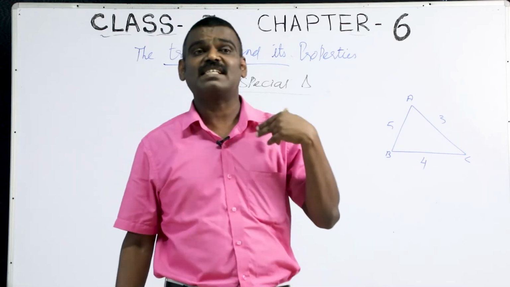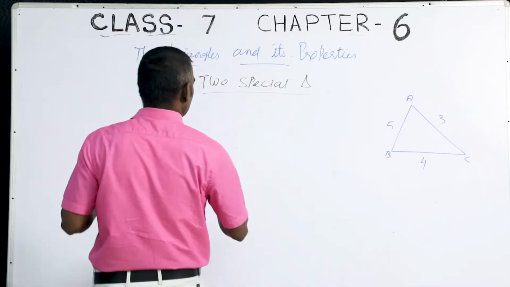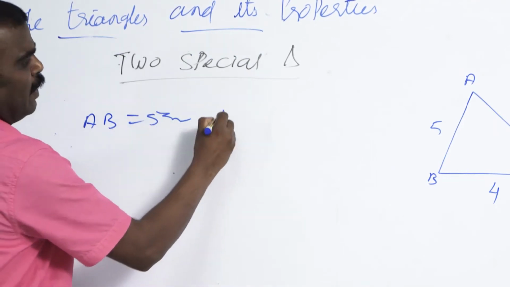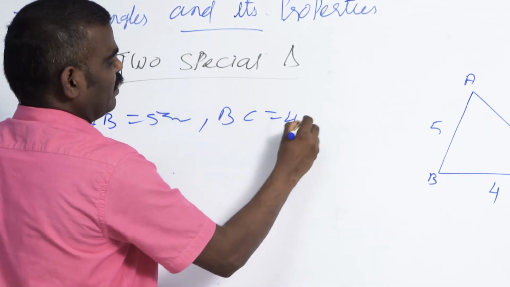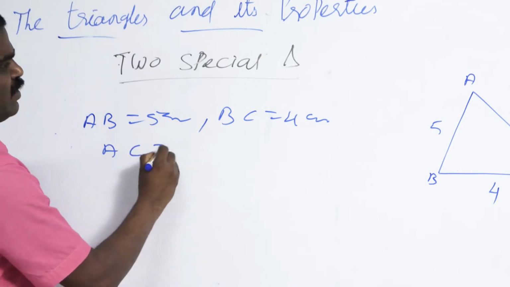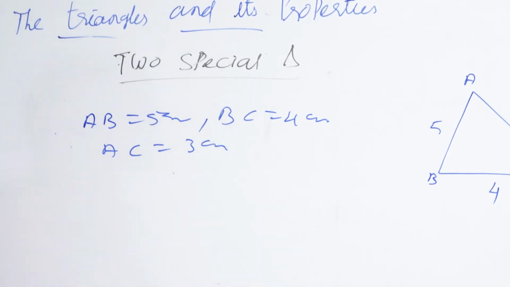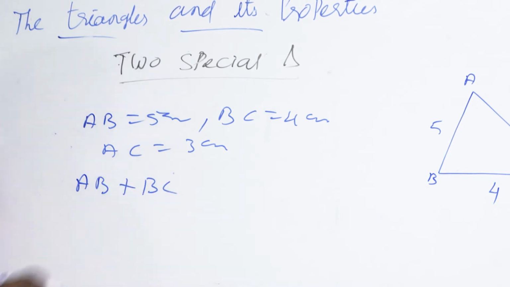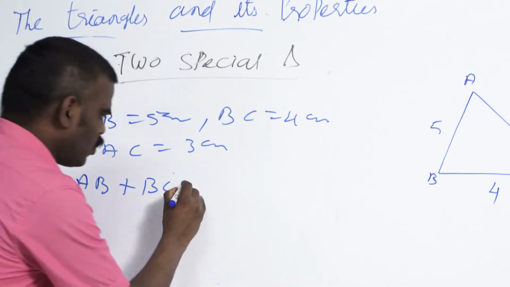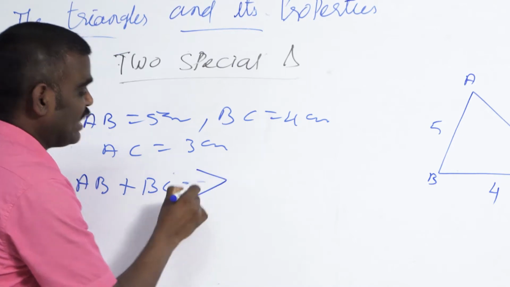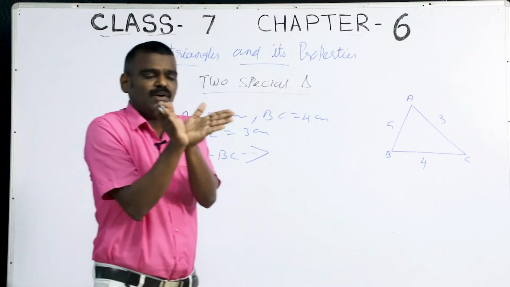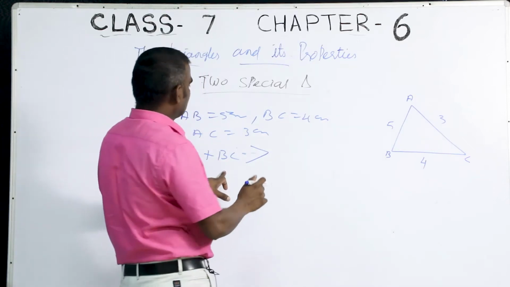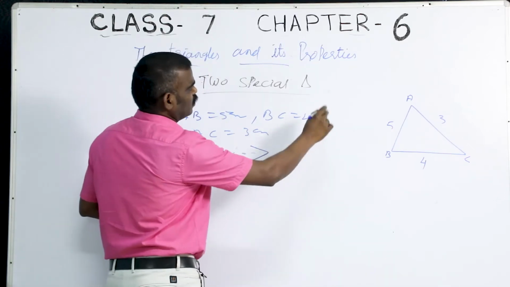Sum of any two sides is always greater than the third side. Always. So see, AB equal to 5 centimeter, BC equal to 4 centimeter, and AC equal to how much? 3 centimeter. Sum of any two sides. Suppose AB plus BC. AB plus BC should be greater. The meaning of this symbol is that whichever side it is opening toward, that is greater. AB plus BC is greater than which one? AC.